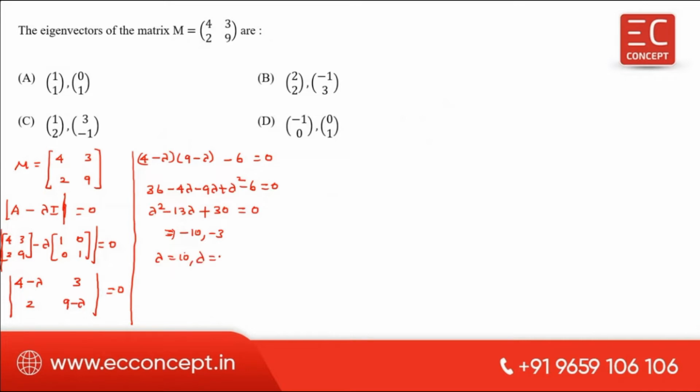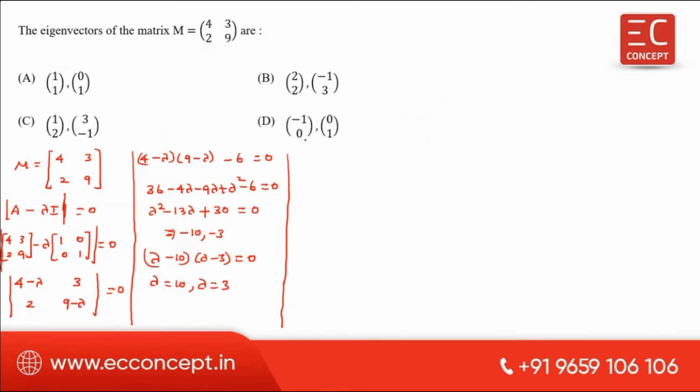Therefore lambda is equal to 10, lambda is equal to 3. Or we can write this as (lambda minus 10) into (lambda minus 3) is equal to 0. So meaning lambda is equal to 10, lambda is equal to 3. So this is the answer. I hope you understood. Then now what can we do?